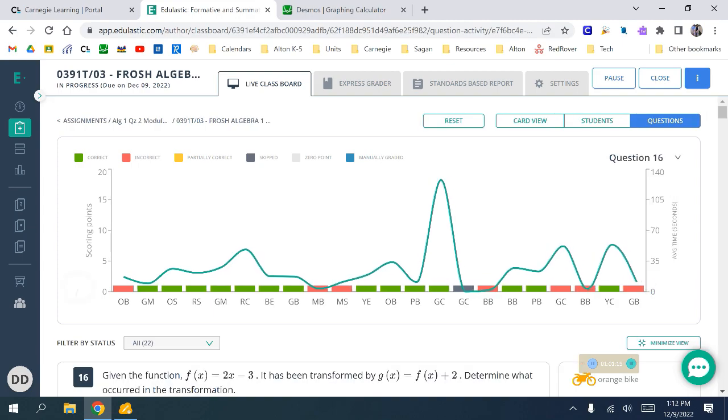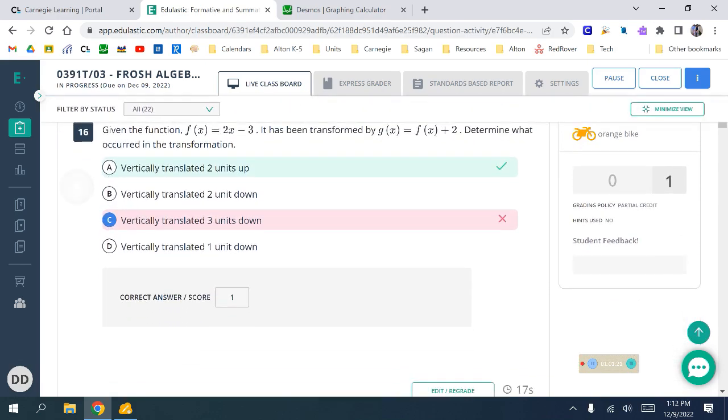Lots more greens, that's what we want to see. Right here, don't look at this. This is what we start off with. The 2x minus 3, I don't really care what that is. This is what I'm looking at, the transformation. This student fell right into that trap. I have a 2x minus 3 there.